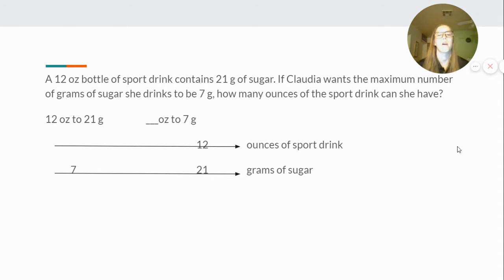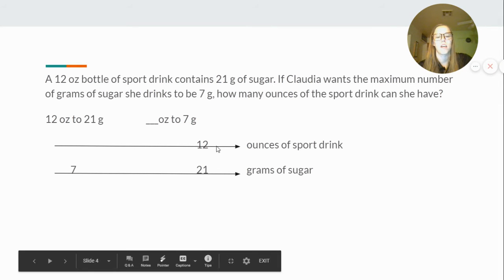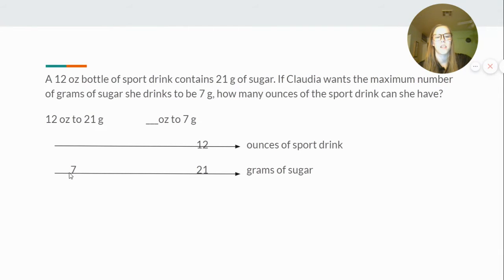A 12-ounce bottle of sport drink contains 21 grams of sugar. If Claudia wants the maximum number of grams of sugar she drinks to be 7, how many ounces of the sport drink can she have? Well, we already know 12 ounces has 21 grams of sugar. So we're looking to find how many ounces has 7 grams of sugar.